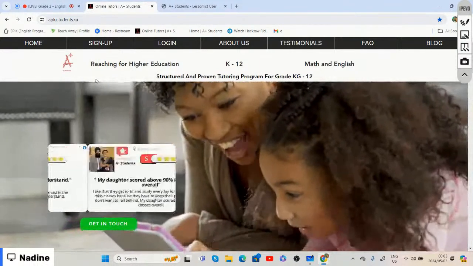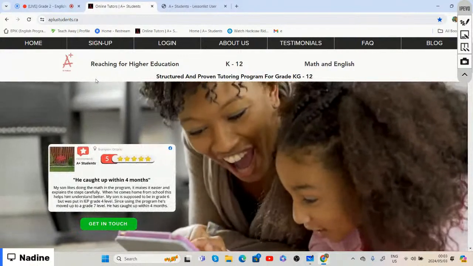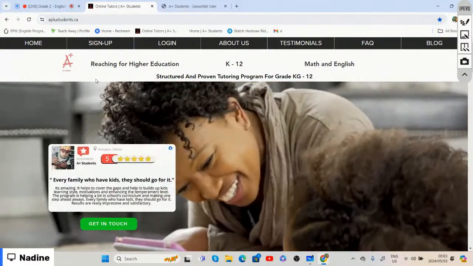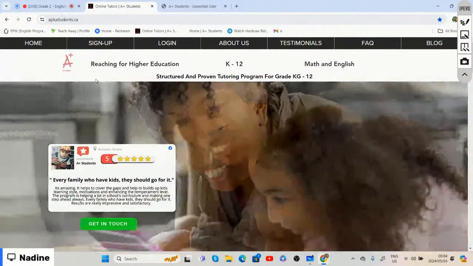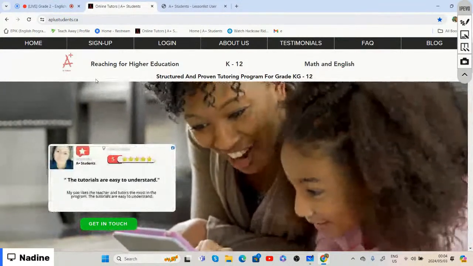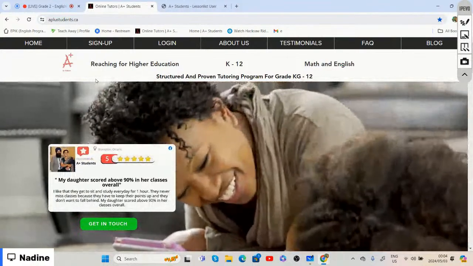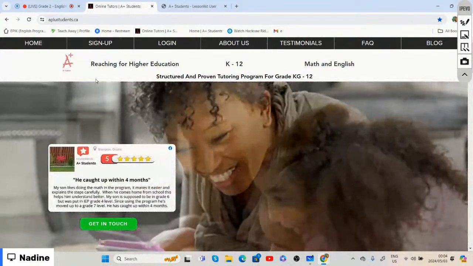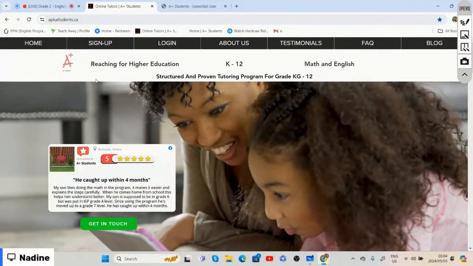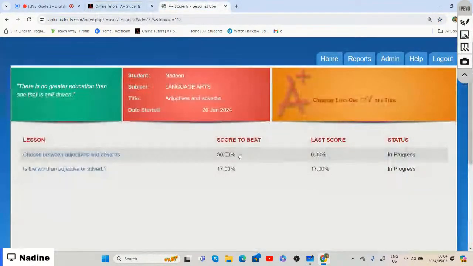And before we start, we're going to log on to aplusstudent.ca, the username as well as our password, select the subject of language arts, grade 2, and then we're going to scroll down up until we get to the chapter of adjectives and adverbs.